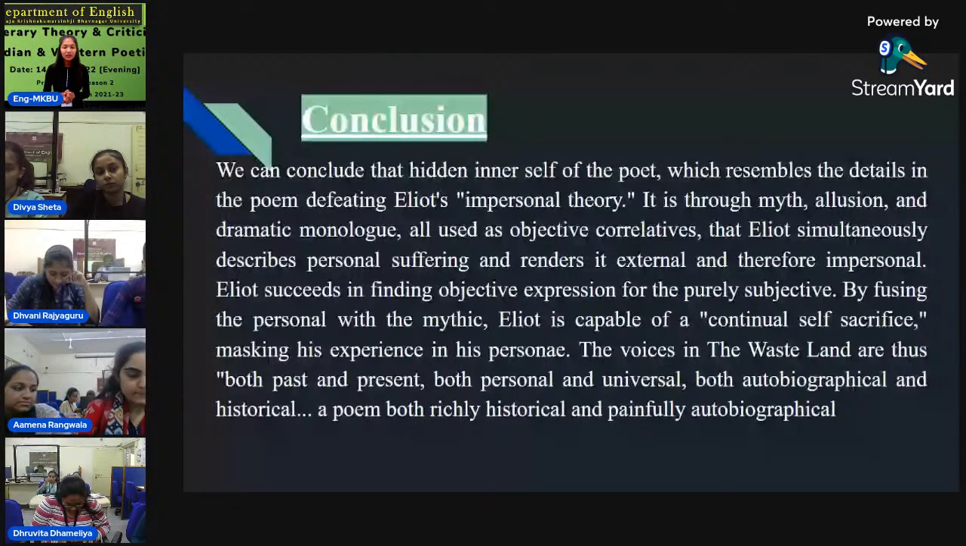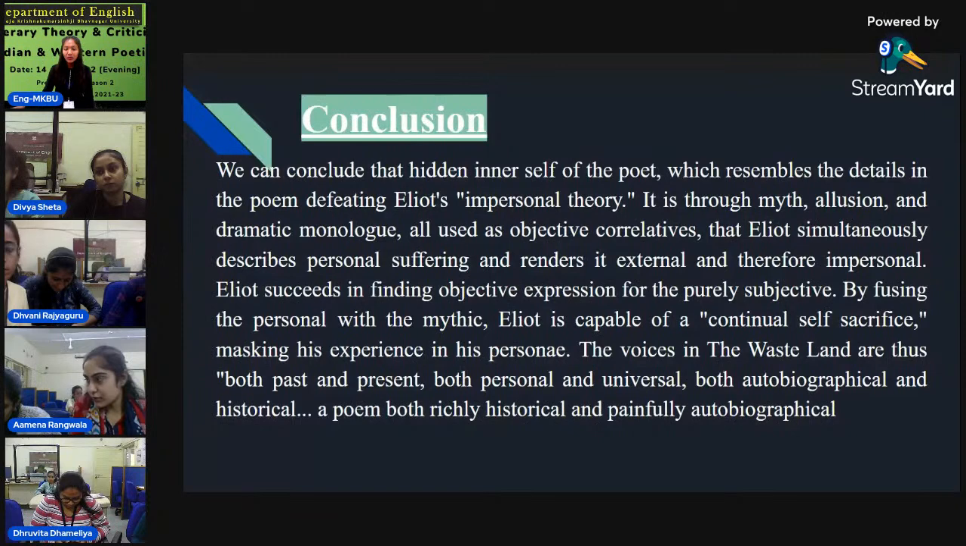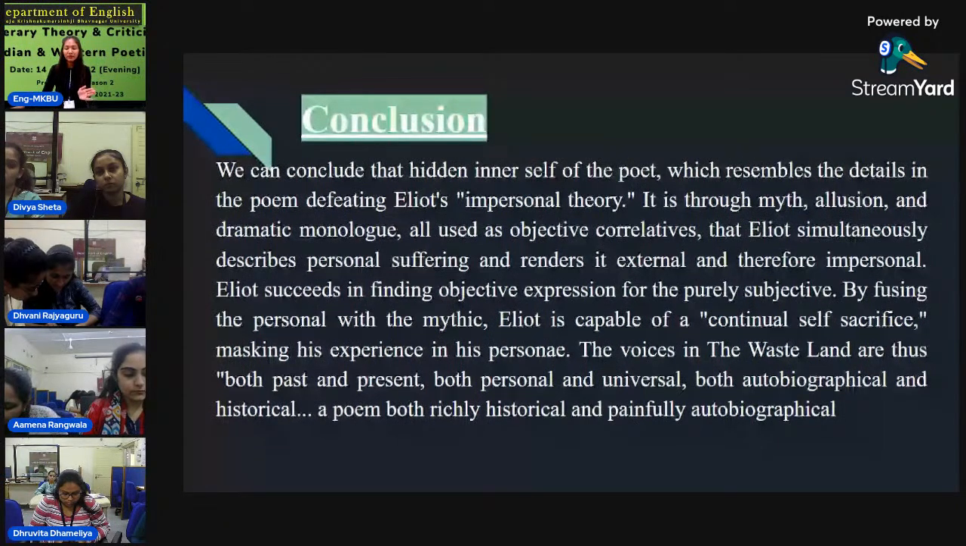By fusing the impersonal with the mythic, Eliot is capable of a continual self-sacrifice, masking his experience in his person. The voices of The Waste Land are thus both past and present, personal and universal, autobiographical and historical. A poem both richly historical and painfully autobiographical.